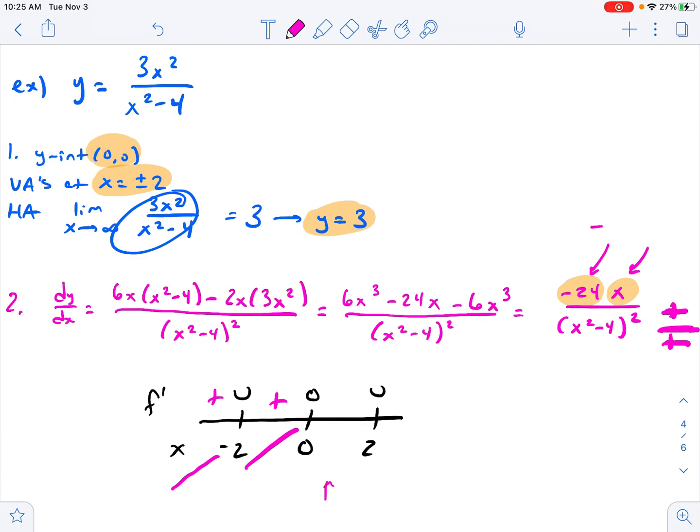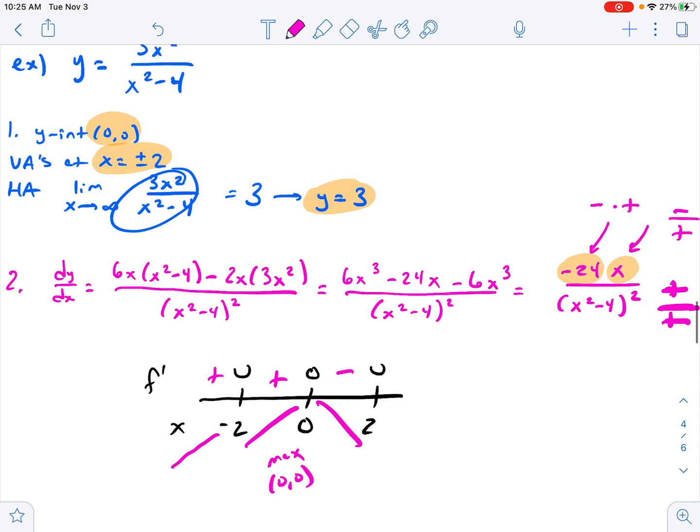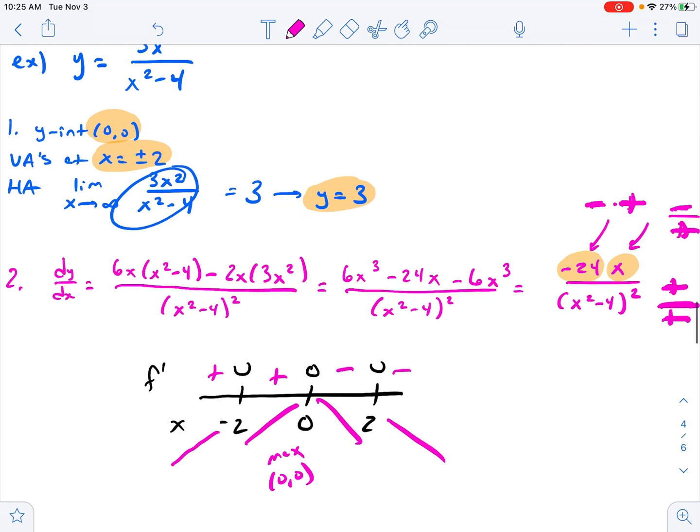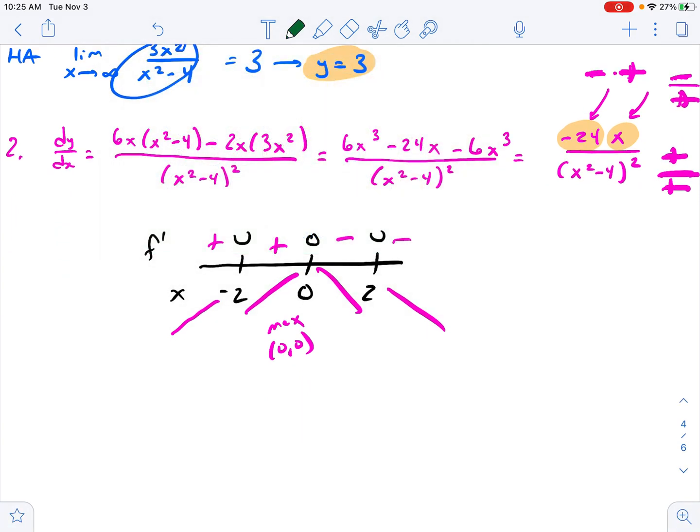If I take a number like positive 1 in this region now, I have a negative 24 times a positive, which gives me a negative up top, and the bottom is always positive. So here we're negative, we're decreasing, and it looks like we found a relative max at 0, 0. And for a number bigger than 2, negative 24 times a positive number over positive is still negative, and we're still decreasing. So we've got a relative max at 0, 0. We're going up from negative infinity to 0 and down from 0 to infinity. Just watch out for the asymptotes. Okay.